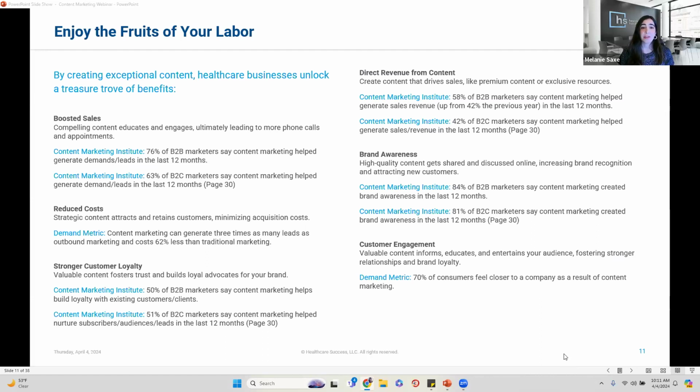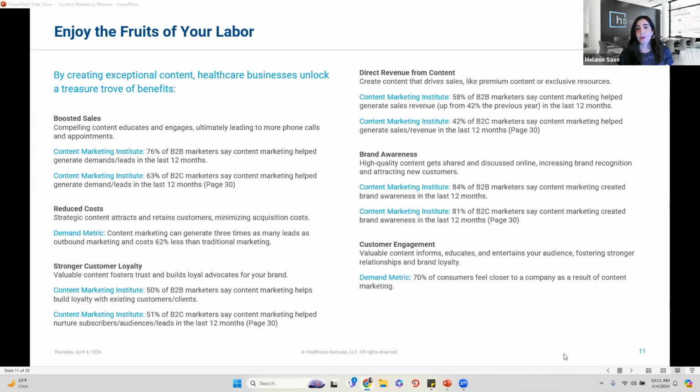Content marketing can generate 3 times as many leads as outbound marketing and cost 62% less than traditional marketing. When it comes to stronger customer loyalty, 50% of B2B marketers say content marketing helps build loyalty in existing customers and clients. Again, same thing for B2C.